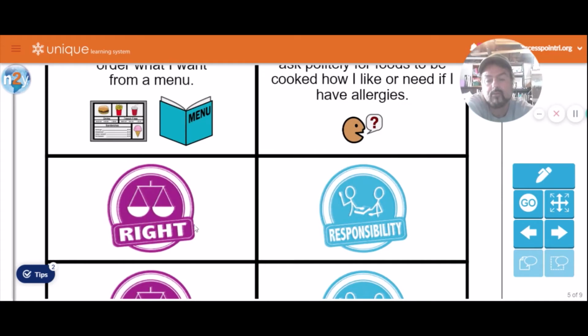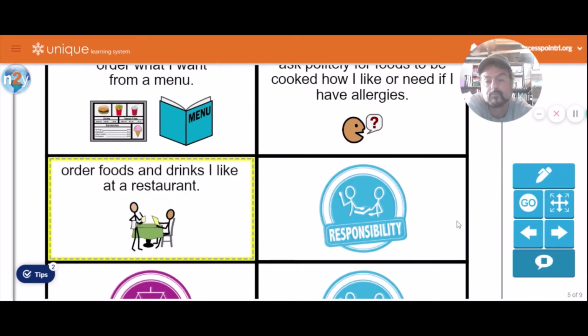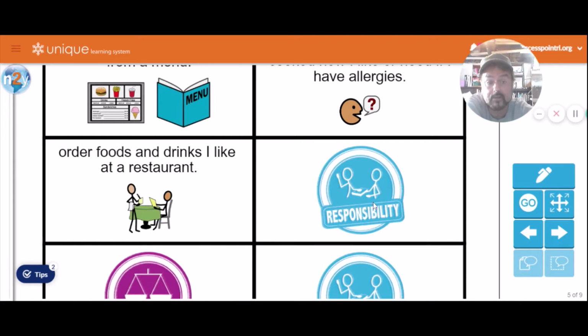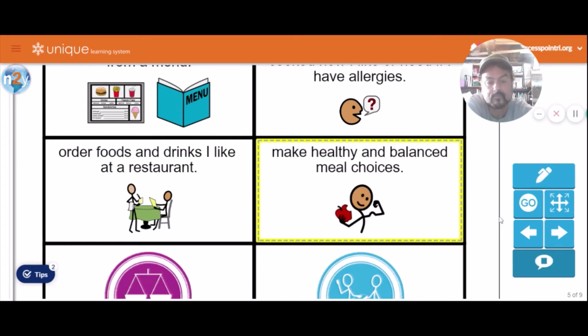Okay, you have the right to order foods and drinks that you like at a restaurant, but you have the responsibility to yourself to make healthy and balanced meal choices. So you don't want to go to a restaurant and just order a bunch of garbage food, like onion rings, French fries, and cakes and pies. You don't want to eat a bunch of fried, sugary foods. You want to try to make a healthy and balanced choice in your meal. You can order whatever you want, but try to order stuff that's not going to make you sick. Okay, that's important.